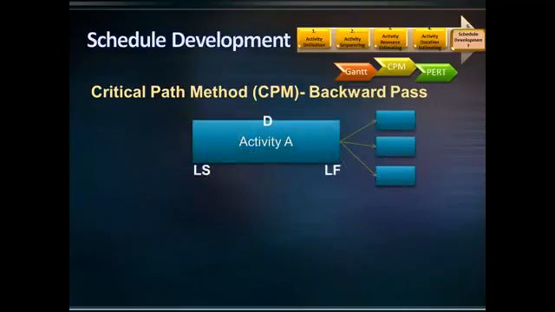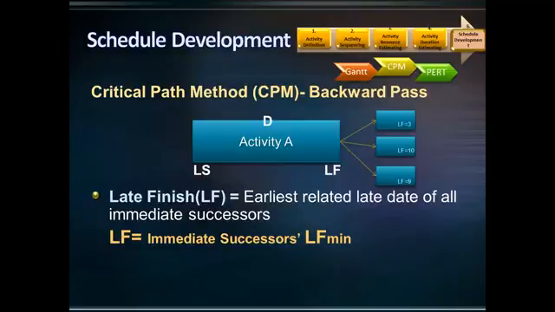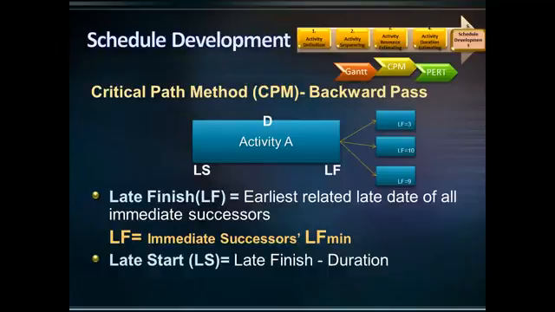As you've examined the backward pass in the previous example, you've seen that the late finish of an activity is the earliest related late date of all its immediate successors. In other words, the late finish of an activity is the minimum late start of its successors. For example, if the late dates of activity A's successors are 3, 10, and 9 days, the late finish of activity A will be 3 days, taking the minimum of its successors. The late start of an activity is its late finish minus the duration. This is how the late start and late finish dates are calculated in the backward pass.